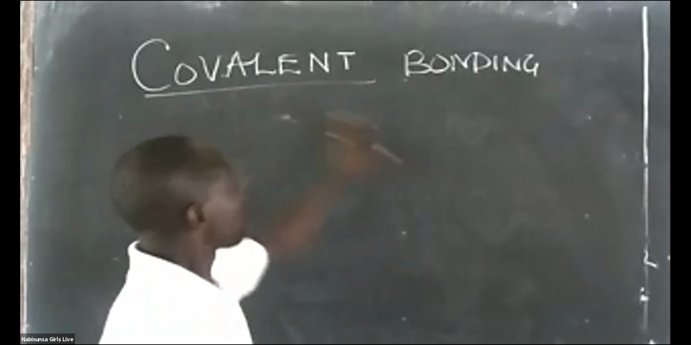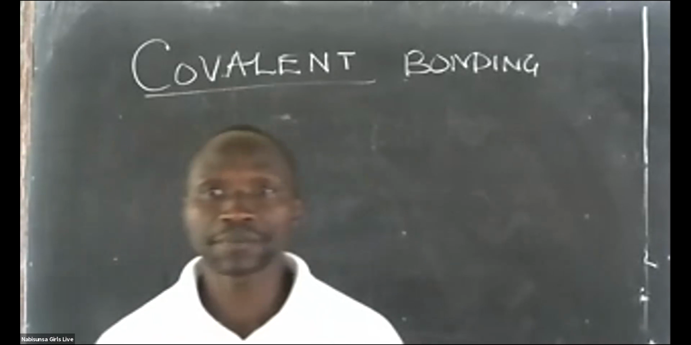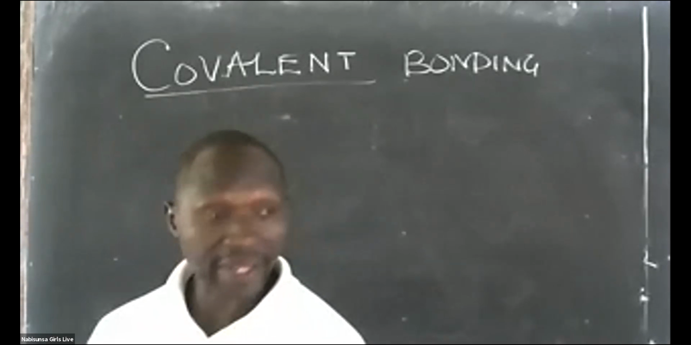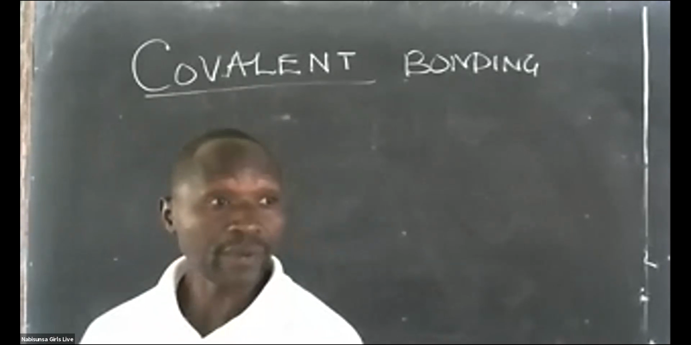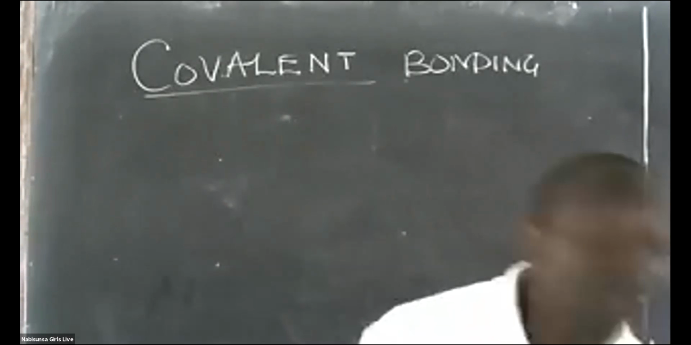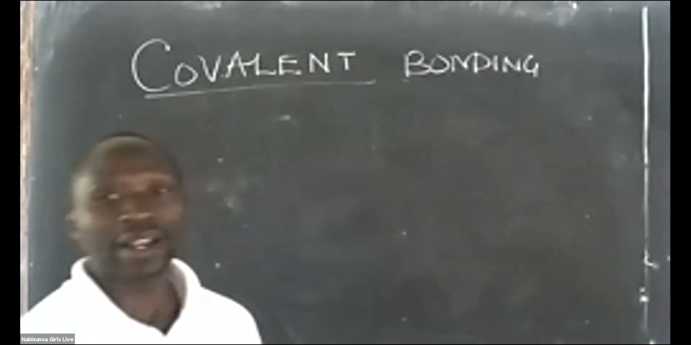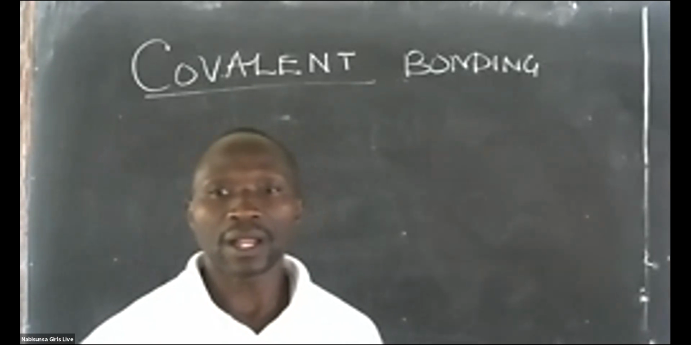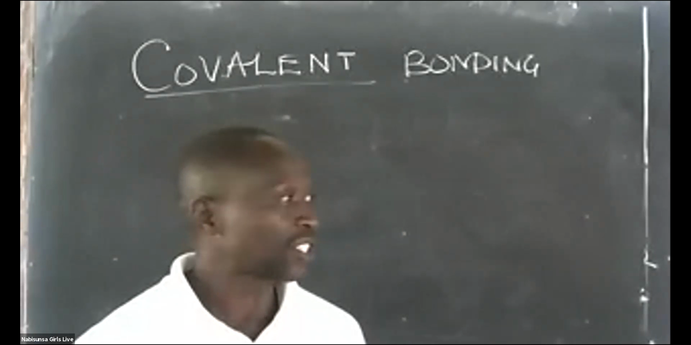So we are looking at covalent bonding this morning. The other day, we looked at ionic, electrovalent bonding, with examples, and we concluded. So this morning, we are getting introduced to covalent bonding.